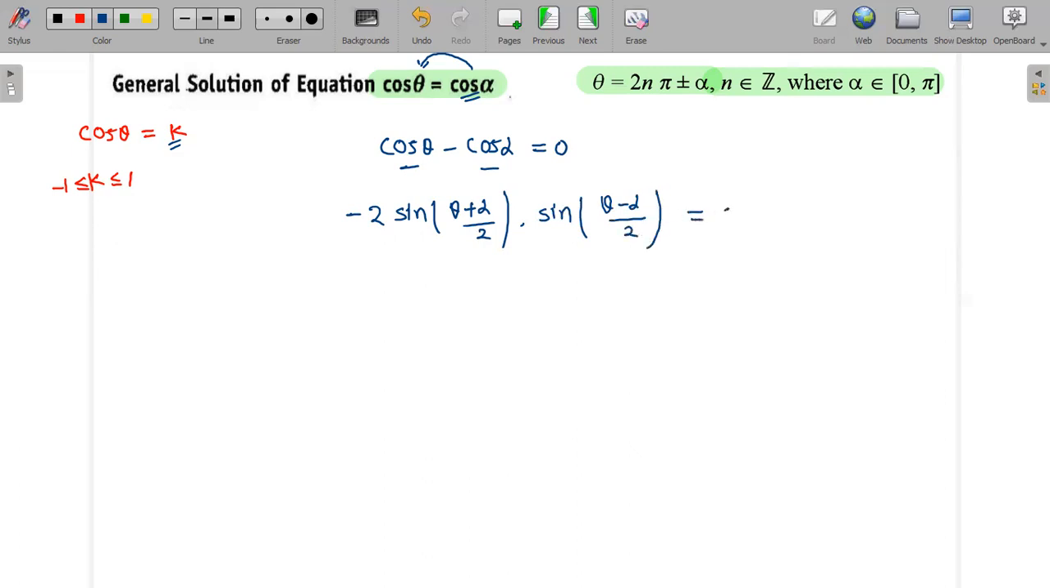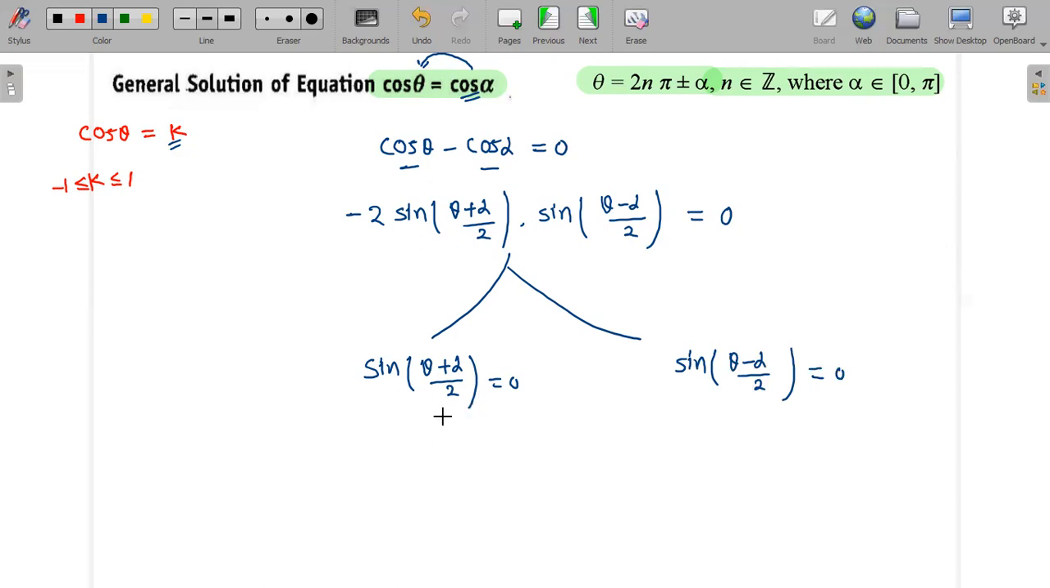Again, we are on the same track. The product of two trigonometric functions is equal to 0. That means two possibilities are there. Either sine of (theta plus alpha) by 2 will give you 0, or sine of (theta minus alpha) by 2 should be equal to 0. Do try to write its general solution.